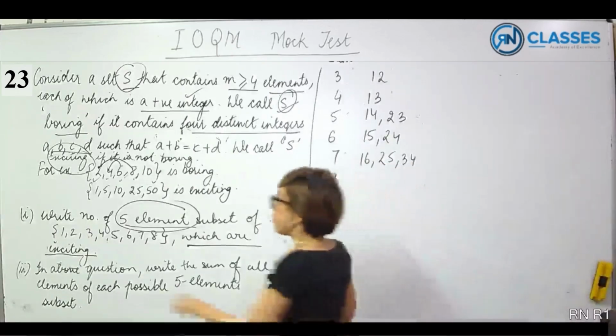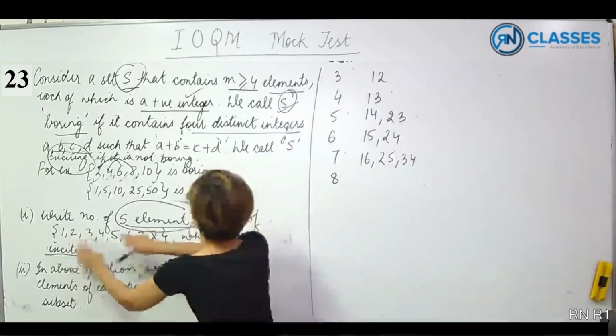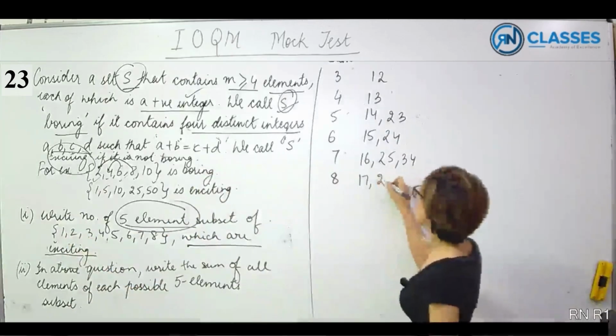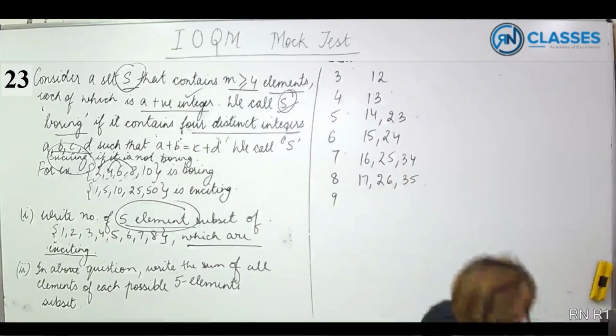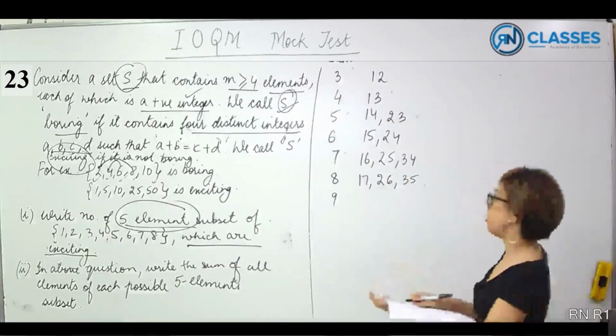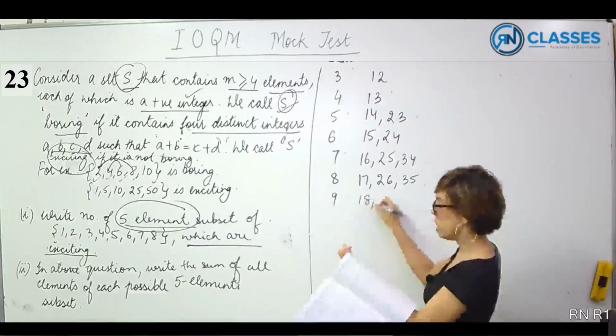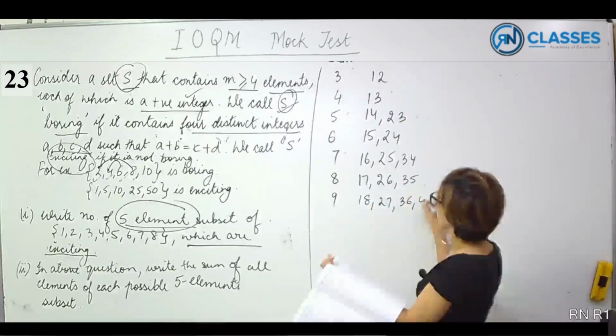So 8: 1, 7, 2, 6, 3, 5. And so on. You can write all the pairs. I will not waste my time on that. Obviously, you can do it yourself. So 9 turns out to be 1, 8, 2, 7, 3, 6, and 4, 5.